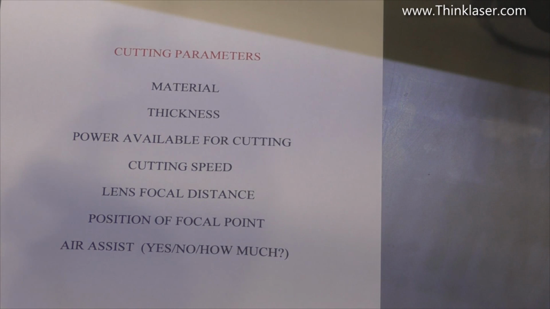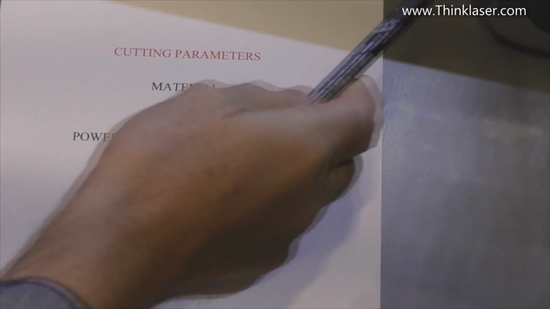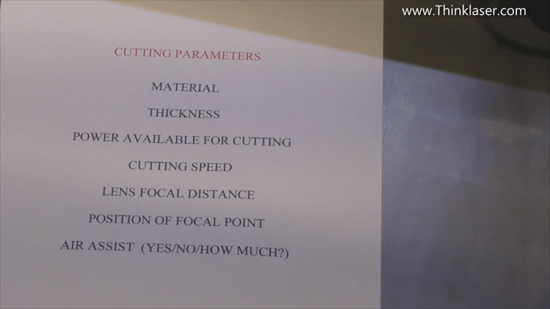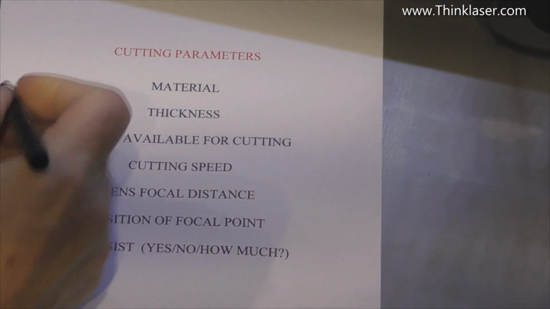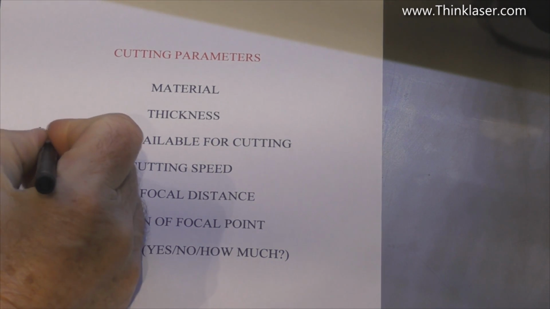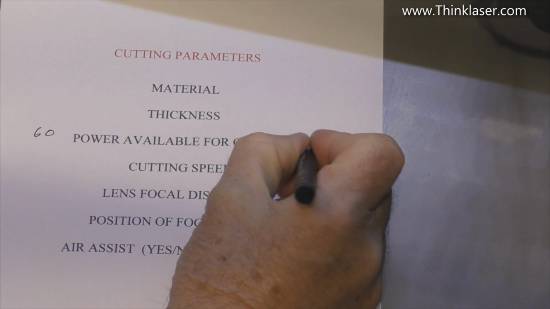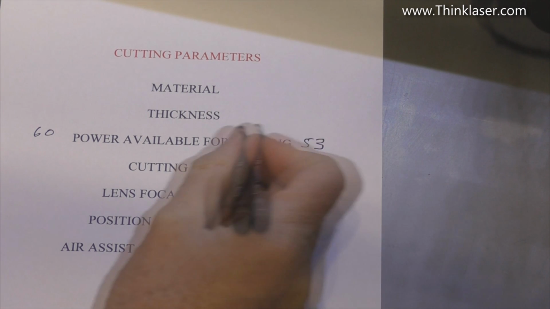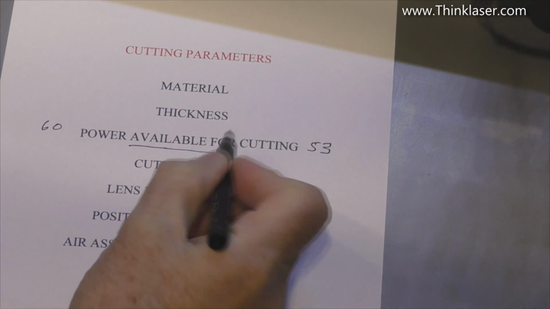It's got to pass through 3 mirrors, which, let's conservatively say, they lose 3% each. And then it's got to pass through a lens, which might be another 3%. So that's 7.2 watts we've lost out of our 60 before we start. So we're down to 53 watts. So we may well have started off with 60 watts, but we're going to finish up with 53 watts. Now that's what I'm talking about, power available.